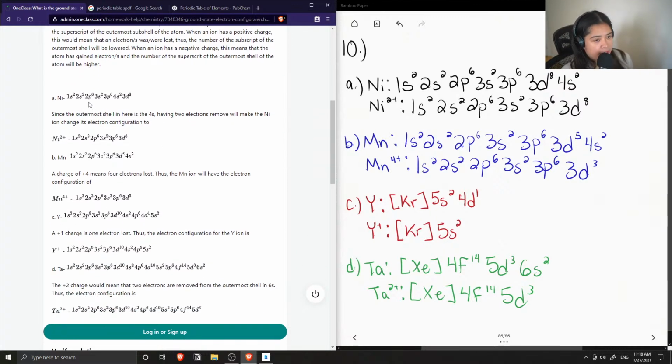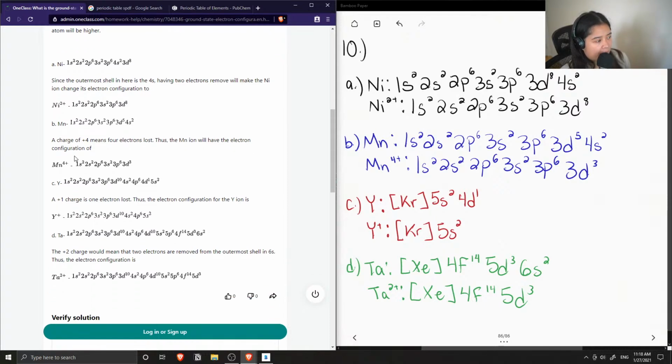So ground state nickel has the same electron configuration. And since the outermost shell here is the 4s, having 2 electrons removed will make the nickel ion change its electron configuration to end in just 3d8. And for manganese, they got the same thing. It will end in 3d3.